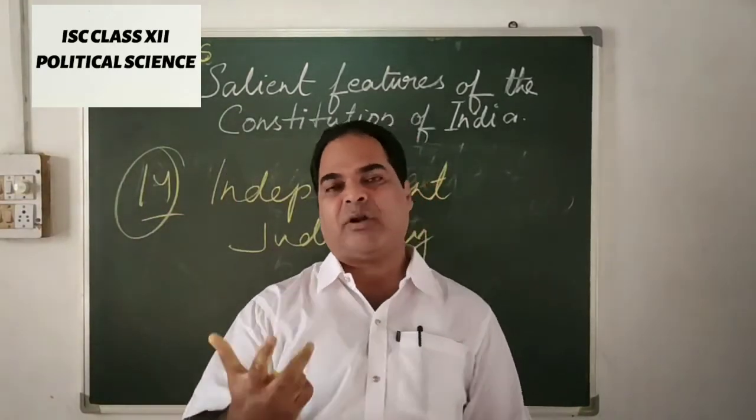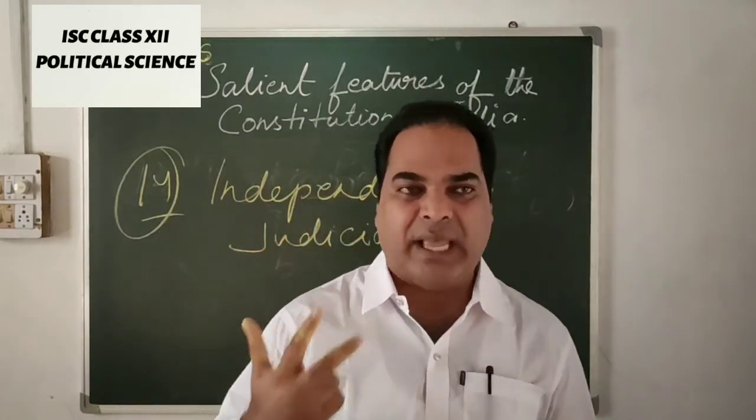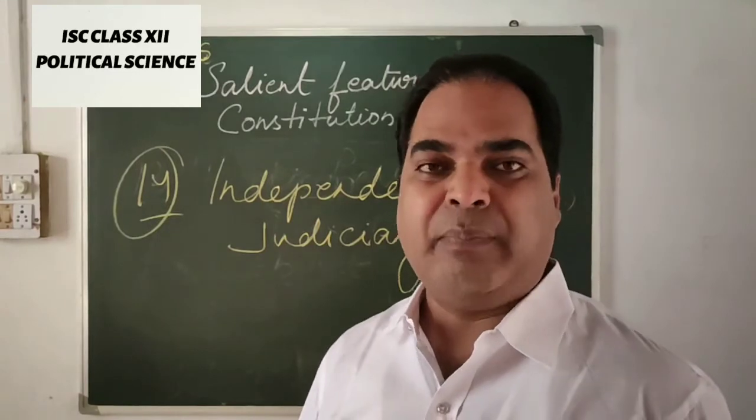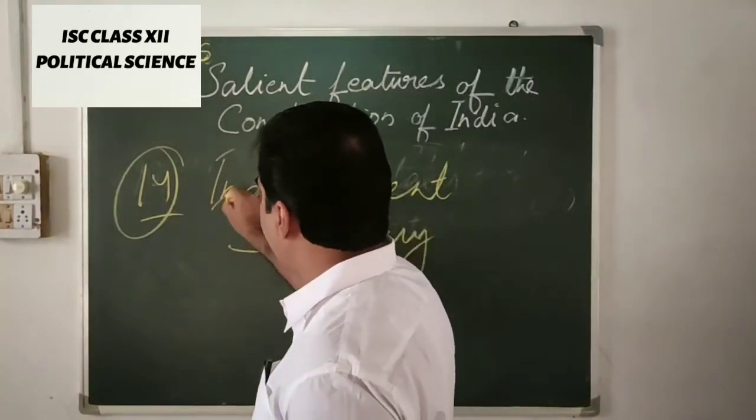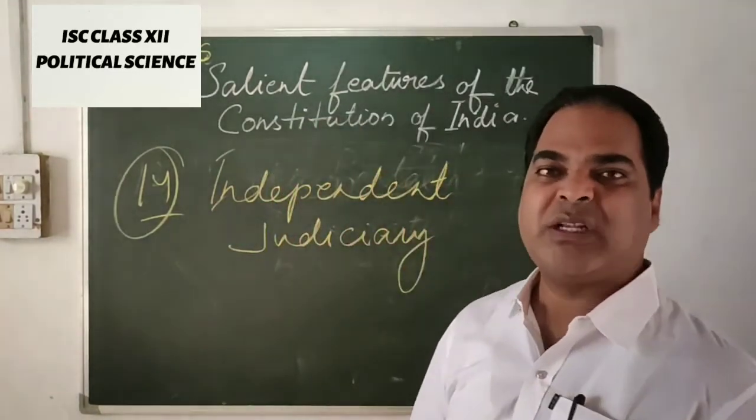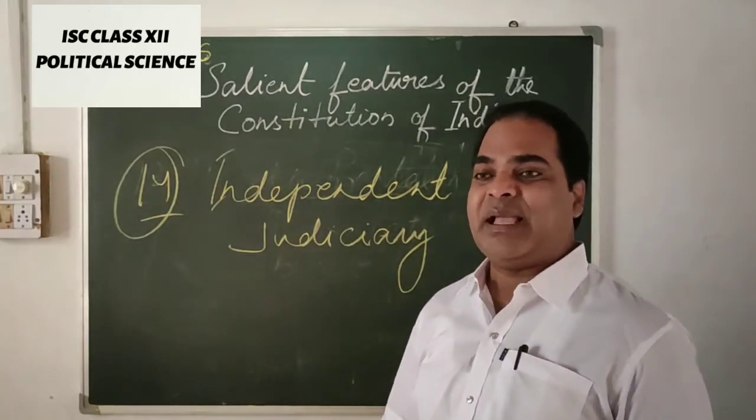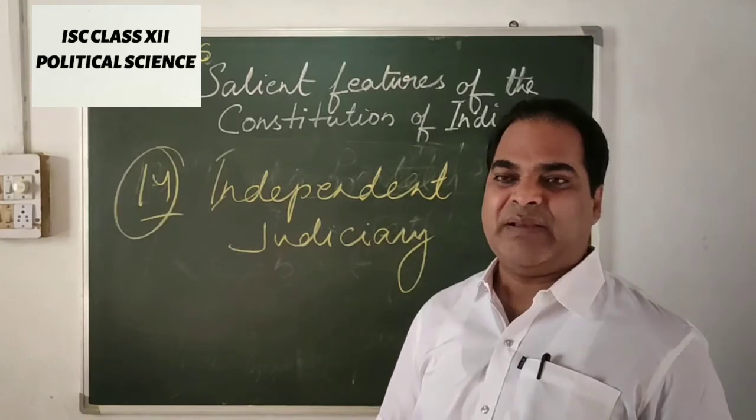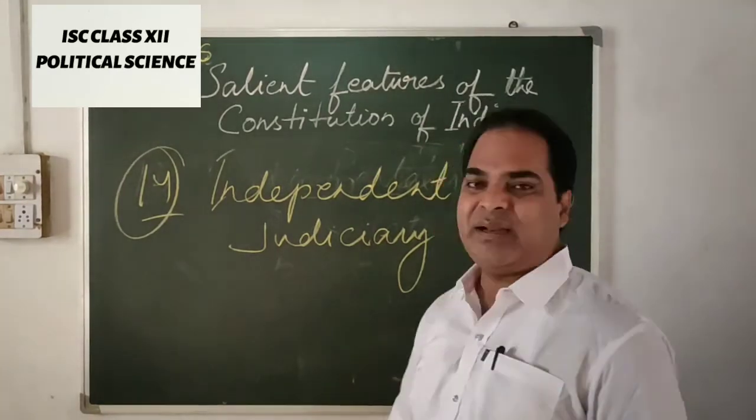You know that there are three organs of the government: legislature, executive, and judiciary. And the judiciary has been made independent in our country. Why is it made independent? So that they can do their work sincerely and honestly. That means they can do justice. They can give justice without any fear and hesitation.